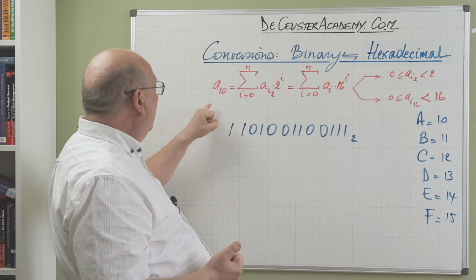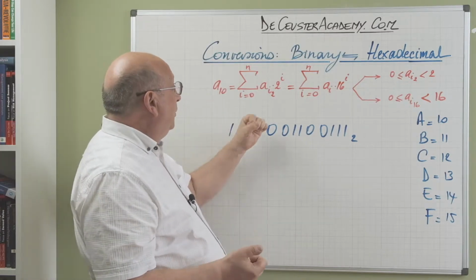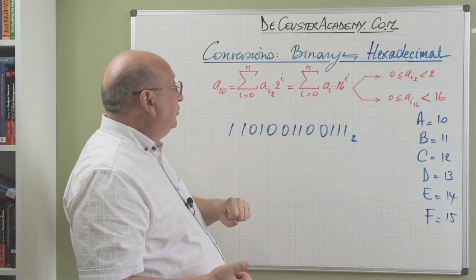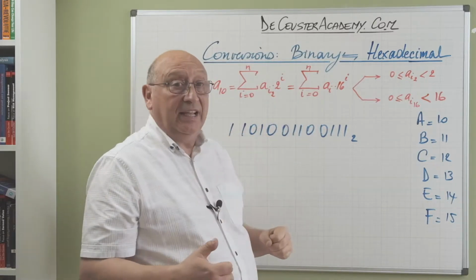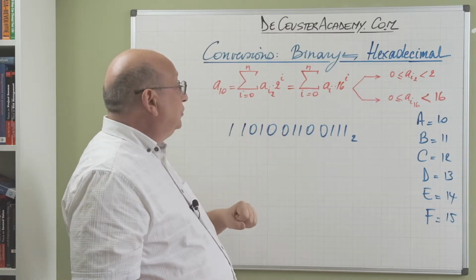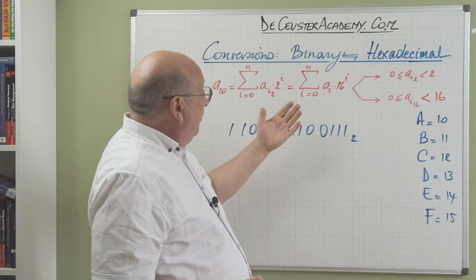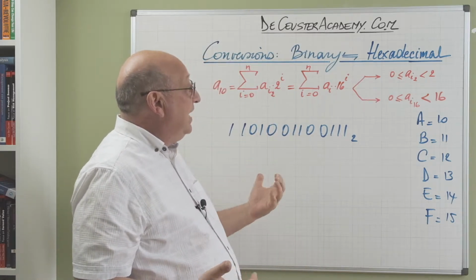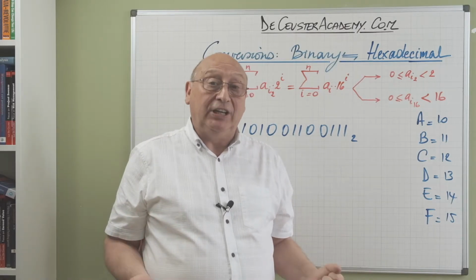Like I said before, decimal numbers can be expressed as a sum of powers of 2, or they can be expressed as a sum of powers of 16. The coefficients for the binary numbers are either 0 or 1. And for the hexadecimal numbers, they go from 0 up to 16, 16 not included.